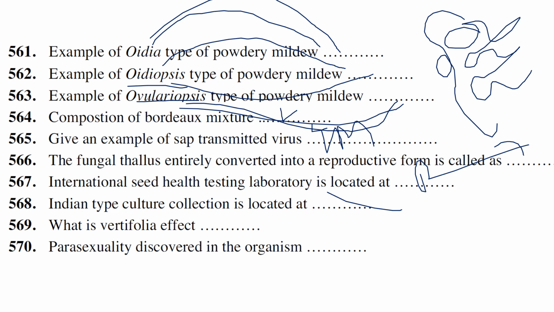Parasexuality is discovered in the organism. Parasexuality was discovered in the organism Aspergillus nidulans. Parasexuality means plasmogamy, karyogamy, and meiosis do not occur at a specified point of time. That was first discovered by Pontecorvo and Roper in the fungus Aspergillus nidulans in 1952, right?